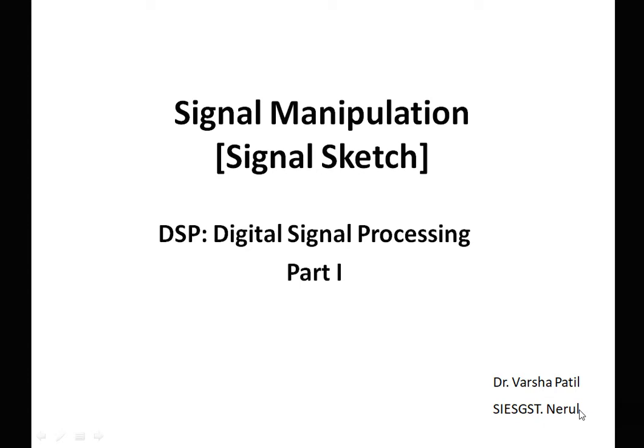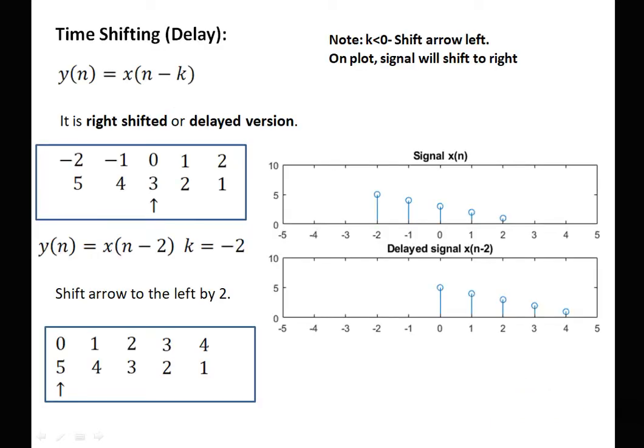Topic of this video is signal manipulation of discrete time signal. This video covers all basic operations on discrete time signals with examples. So first we start with the operation. First operation is time shifting, that is the delay operation. Equation is y of n is equal to x of n minus k. It is the right shifted or delayed version.